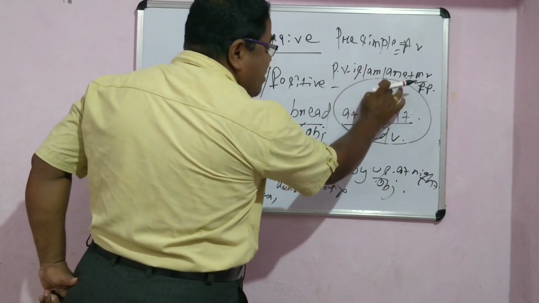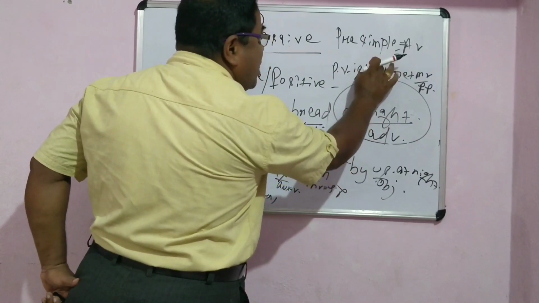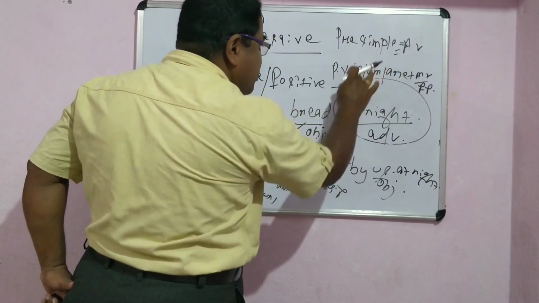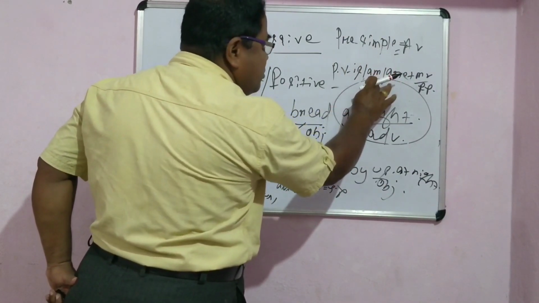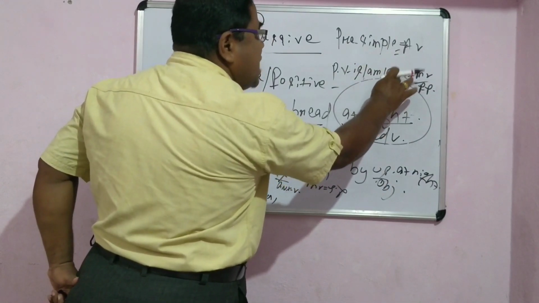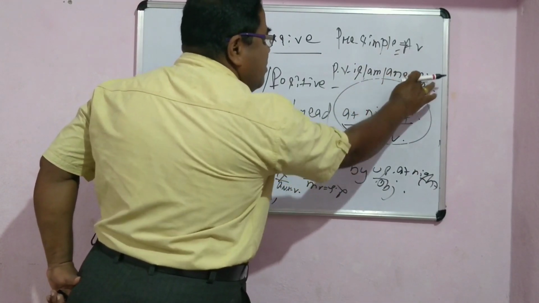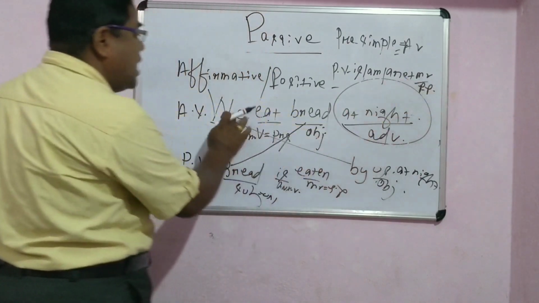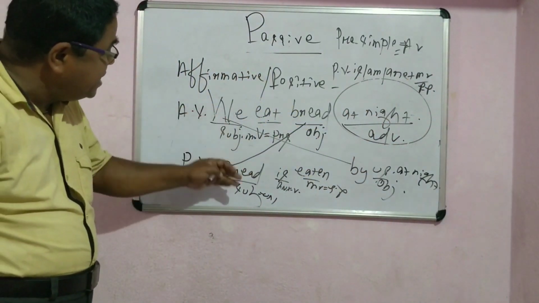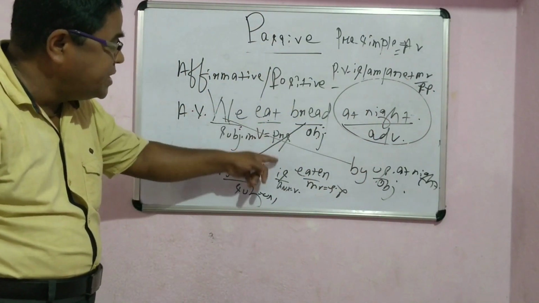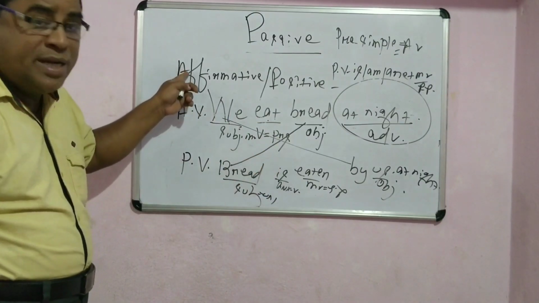These are is, am, are, the three forms of a be verb in present simple. You can use is for singular, am for I, and are for plural noun or pronoun. Then the main verb becomes past participle. So now we have changed the active into passive on present simple in the affirmative sense.